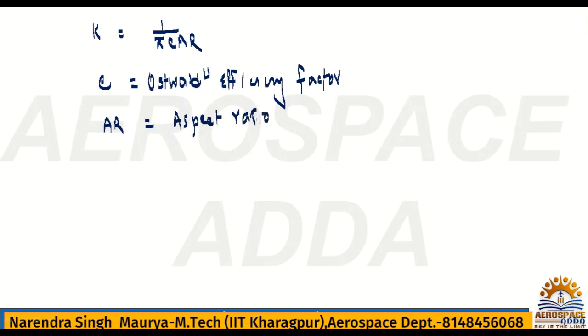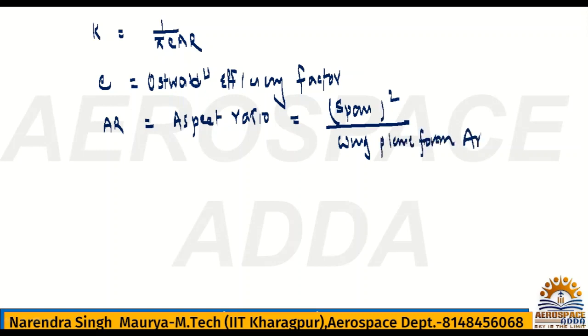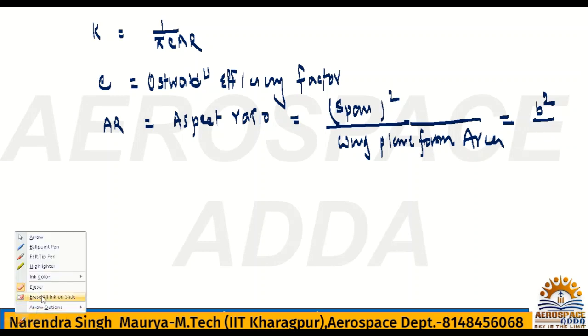What is the AR? Aspect ratio. Okay. What is the aspect ratio? Aspect ratio is nothing but span square divided by wing planform area. If span is b, then b square over planform area S. What is the planform area? It is S, or sometimes it is denoted A, but here you can denote S because in the formula of lift and drag you have seen half rho v square S CL. So S is the planform area, or sometimes it is also called wetted area.